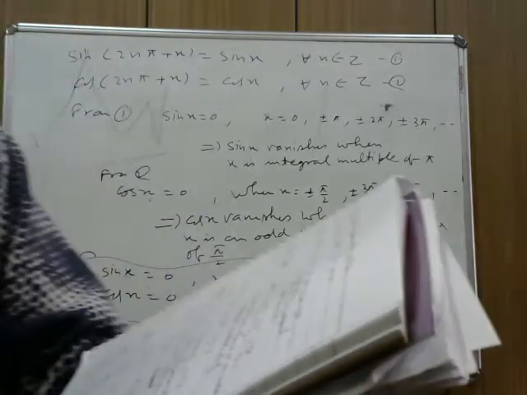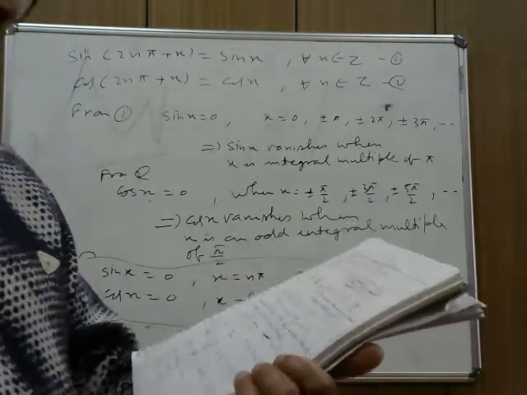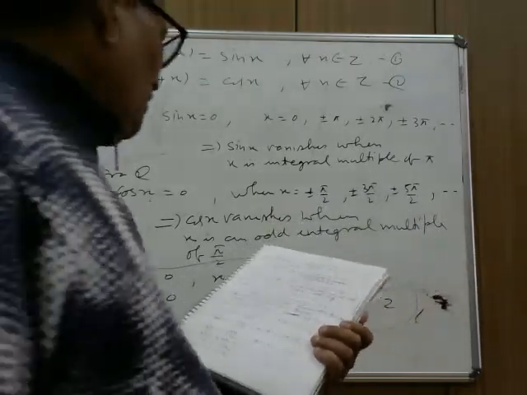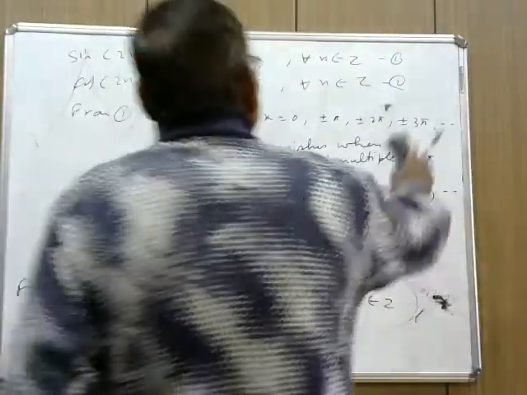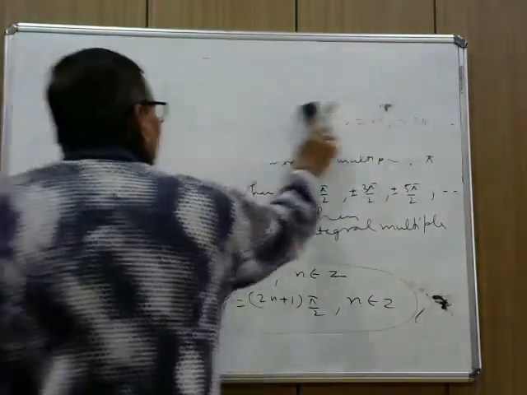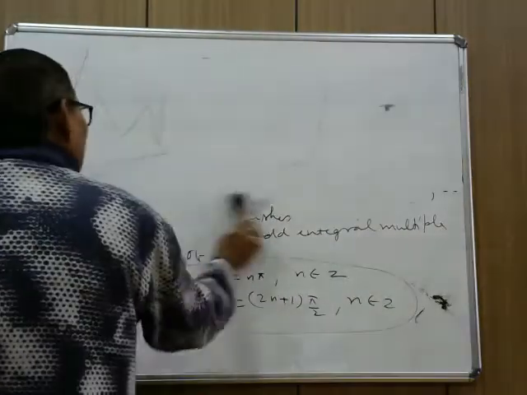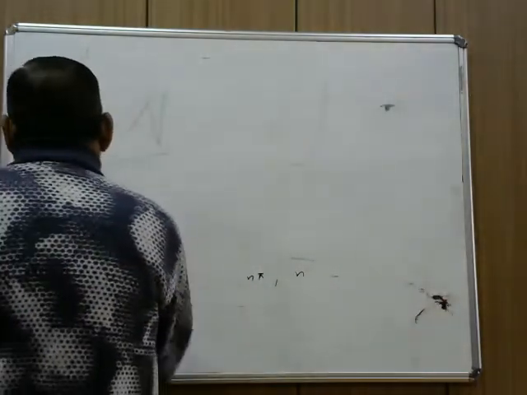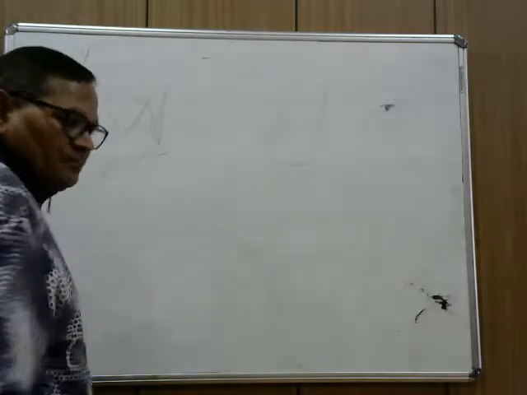So now you know that, now define other trigonometric functions in terms of sine and cosine. Now, the definition of other trigonometric functions in terms of sine and cosine functions.